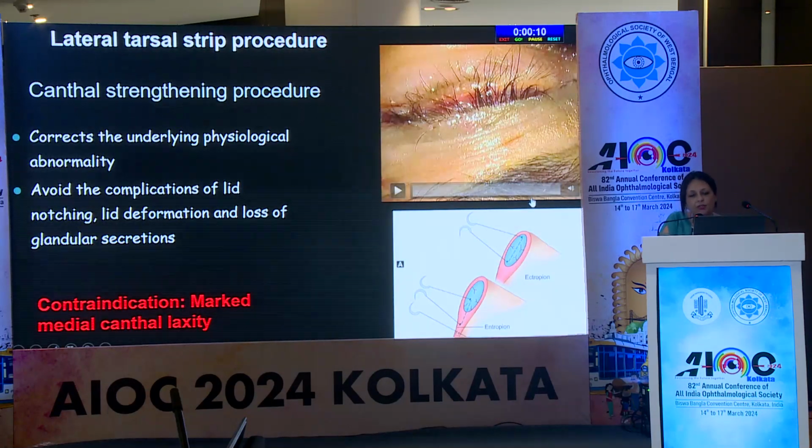The difference is here, if you see these sutures, in ectropion, these sutures, this is the cut end of the tarsus, these sutures are passing just from the upper and the lower border of the tarsus.